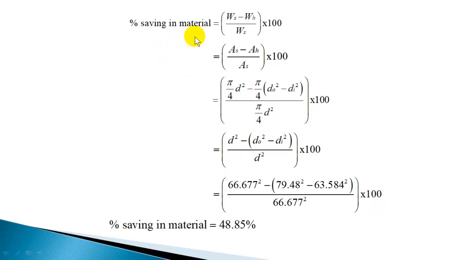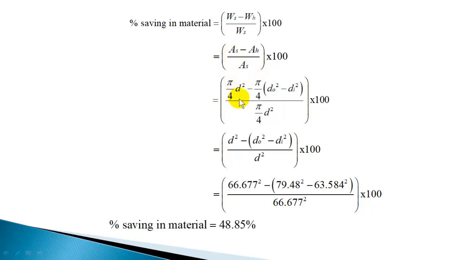So the percentage saving in material you can find out as: weight of solid shaft minus weight of hollow shaft, this will give the saving in weight, divided by the initial weight, that is the weight of solid shaft, multiplied by 100. That will give the percentage saving in material. Since the materials are the same, weights are proportional to the area of cross section, because area of cross section times length times specific weight will give the weight. Since the length and the specific weight are the same for the solid and hollow shaft, the length times specific weight will cancel in the numerator and denominator. So (A_s − A_h)/A_s × 100 will give the percentage saving in material.